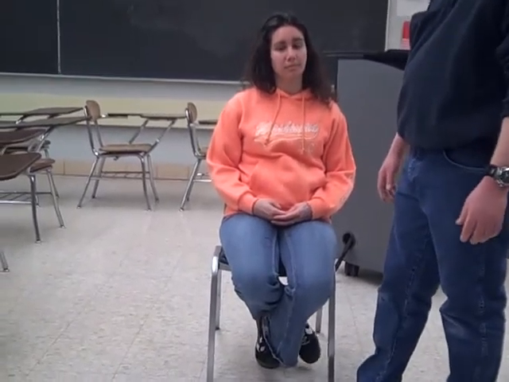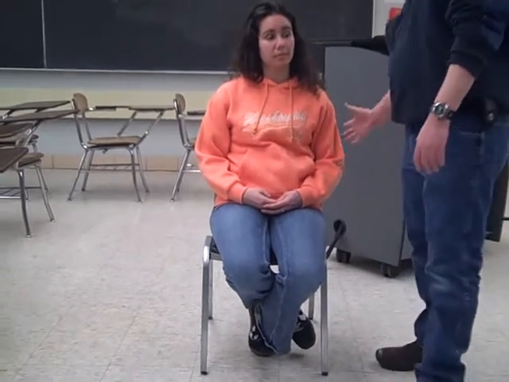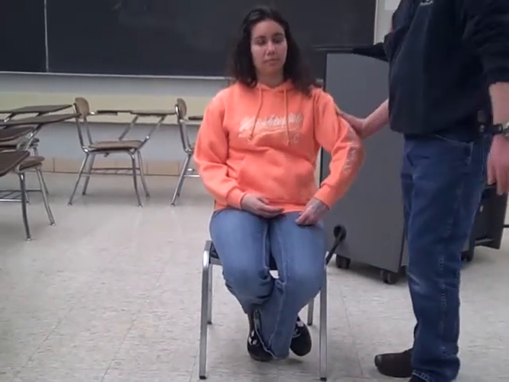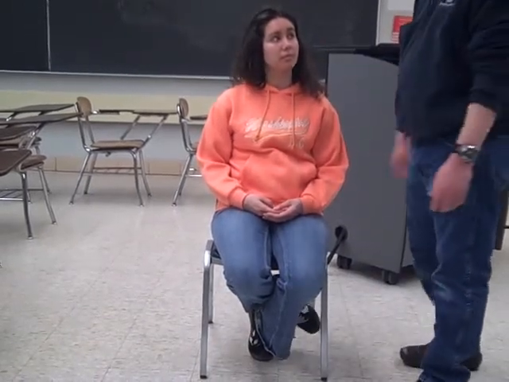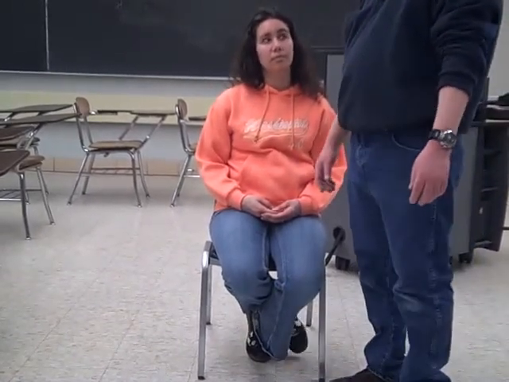Step 23, obtains baseline vital signs. Put a blood pressure cuff on her arm here, pump it up. I'm going to get a reading of 168 over 102. I'm going to get a heart rate of 94, and I'm going to get a respiratory rate of probably 22.